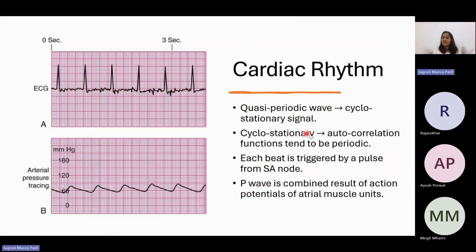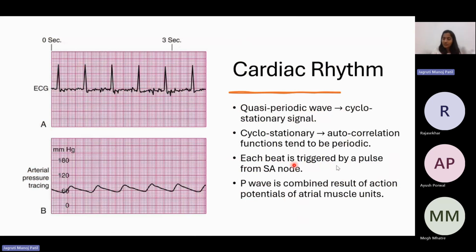Now, what this cyclostationary signal is: if we autocorrelate the signal with itself, then the signal will tend to be periodic. But a very simple thing is that if the signal itself is periodic and you take the autocorrelation, it would be periodic. It's just that it will tell you at different instances of time where the energy of the signal is maximum.